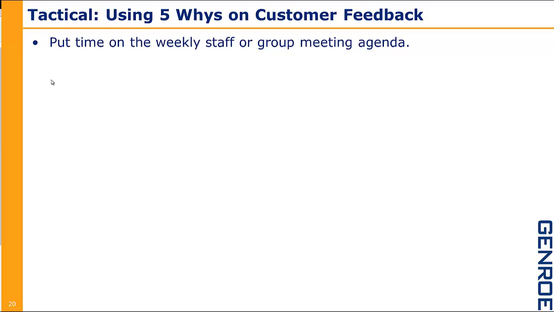So what I suggest you do is put some time on the weekly staff or group meeting agenda. Set aside 10 or 15 minutes on the weekly agenda. And if you have every 2 weeks, set aside 10 or 15 minutes every 2 weeks. Set aside this time in a regular way so people know it's coming up.